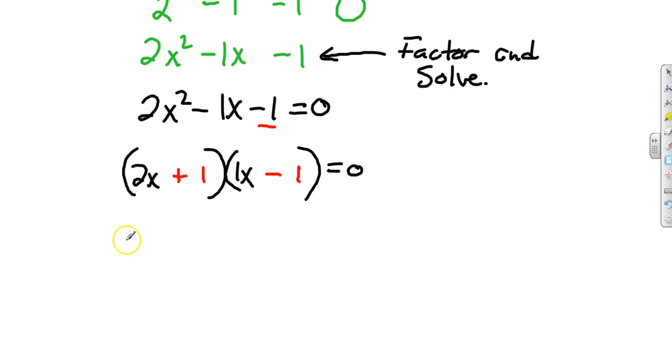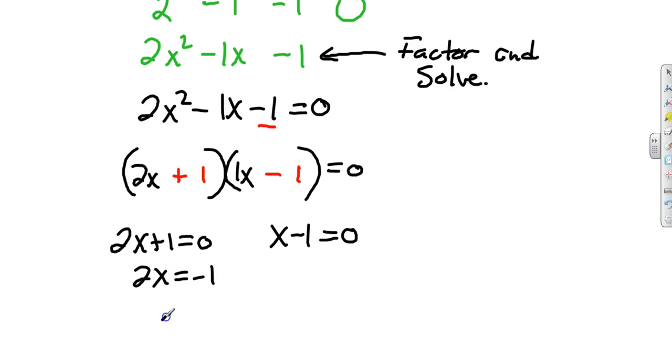And then once we've got it factored, set each parentheses equal to 0, which should be really quick and easy to get the answer. This one you'll subtract 1, and then divide by the 2. This one you'll add 1 to both sides, so then you get x equals 1.